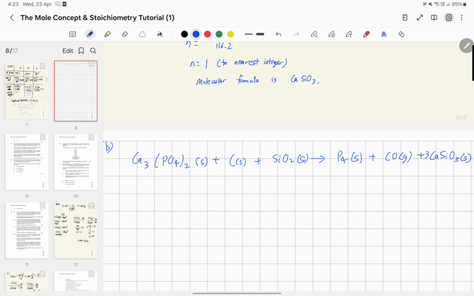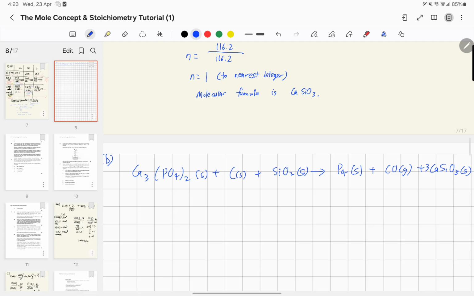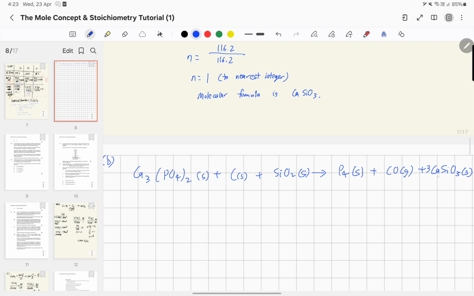See, calcium is 3 atoms on the left hand side. On the right hand side, I can balance it out with 3. Maybe the next one I can choose is either phosphorus, carbon, or silicon. Because on the right hand side, I know that silicon is also affected because I put the 3 next to this CaSiO3. So that's why I need to also balance out the silicon atoms.